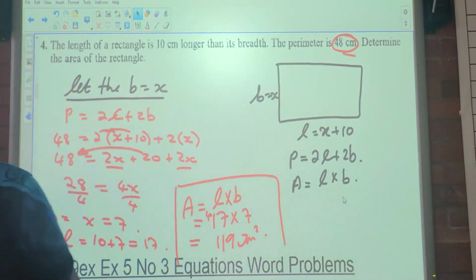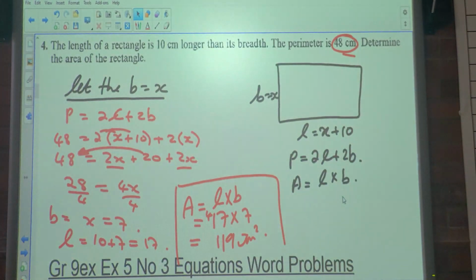Who got that right? Where did you go wrong, my girl? You didn't do the sum. Did you read it some at home? Okay, good. But you know how to do it now. Any other confusion here?